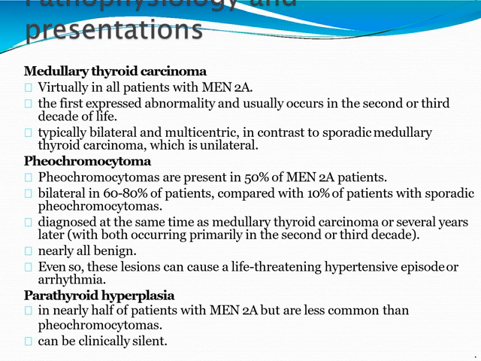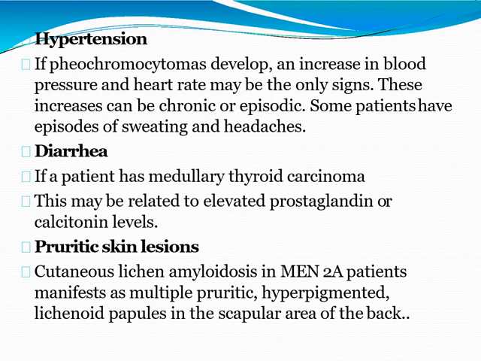Then comes parathyroid hyperplasia. It occurs in nearly half of the patients with MEN2A but is less common than pheochromocytoma, and it can also be clinically silent. We can have hypertension if pheochromocytoma develops. These increases can be chronic or episodic. Some patients have episodes of sweating and headache. We can have diarrhea if a patient has medullary thyroid carcinoma. This may be related to elevated prostaglandins or calcitonin levels.